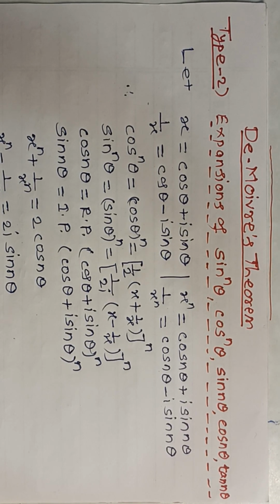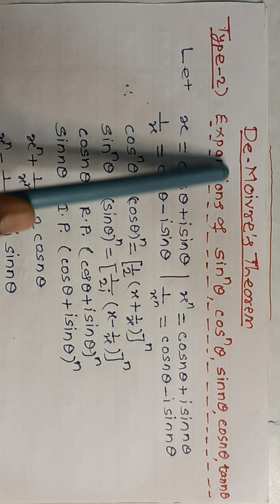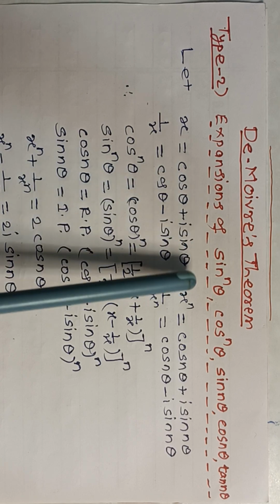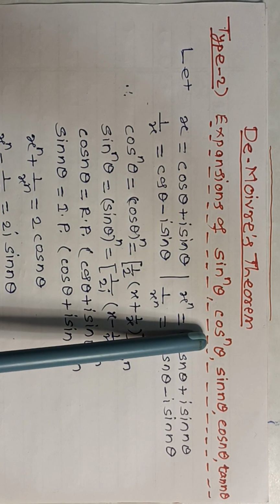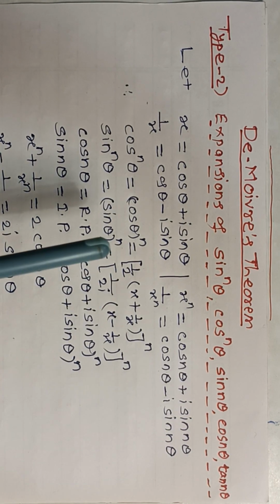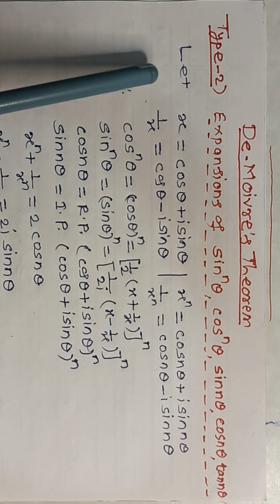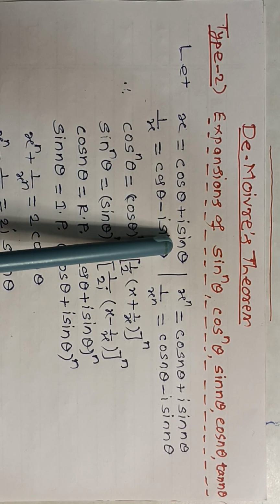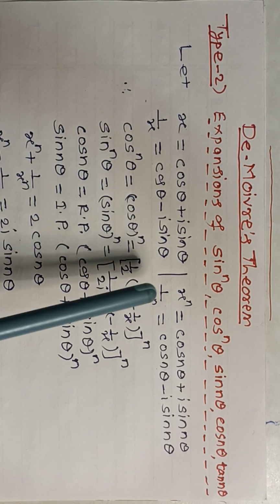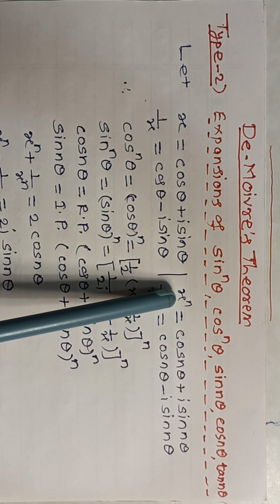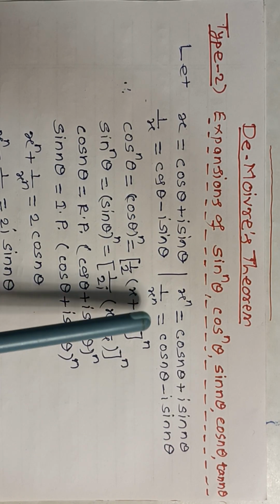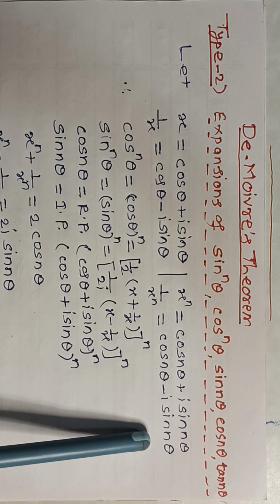Hello everyone. Today we are going to solve problems on De Moivre's theorem type number 2, where we have to find expansions of these functions: nth power of sin theta, nth power of cos theta, sin n theta, cos n theta and tan n theta. For this, let us assume x is equal to cos theta plus i sin theta. Then 1 upon x becomes cos theta minus i sin theta, and applying De Moivre's theorem, x raised to n is equal to cos n theta plus i sin n theta, and 1 upon x raised to n is equal to cos n theta minus i sin n theta.